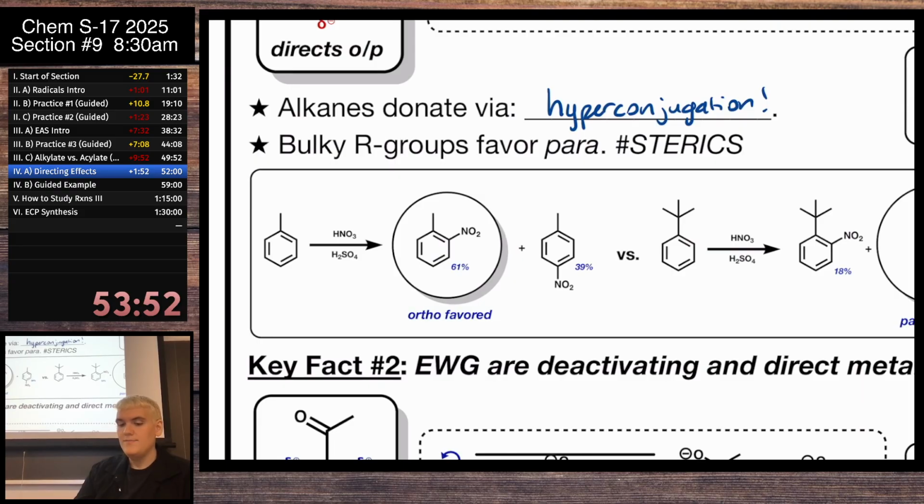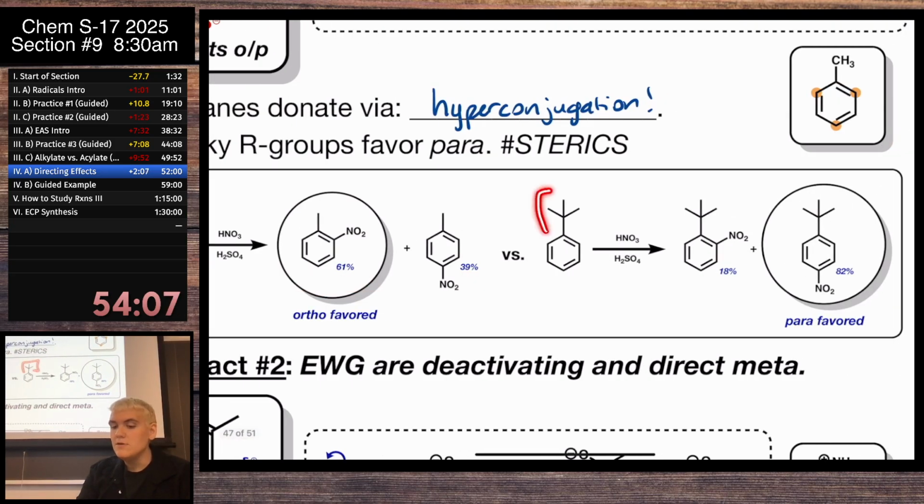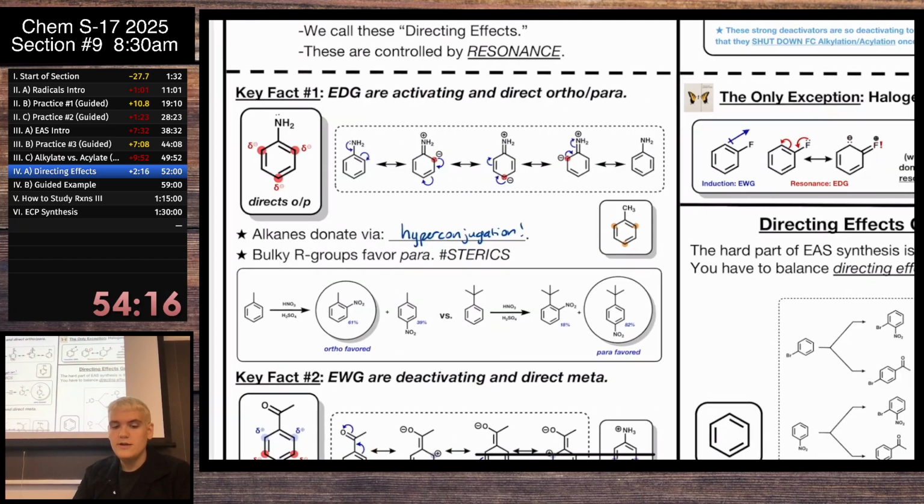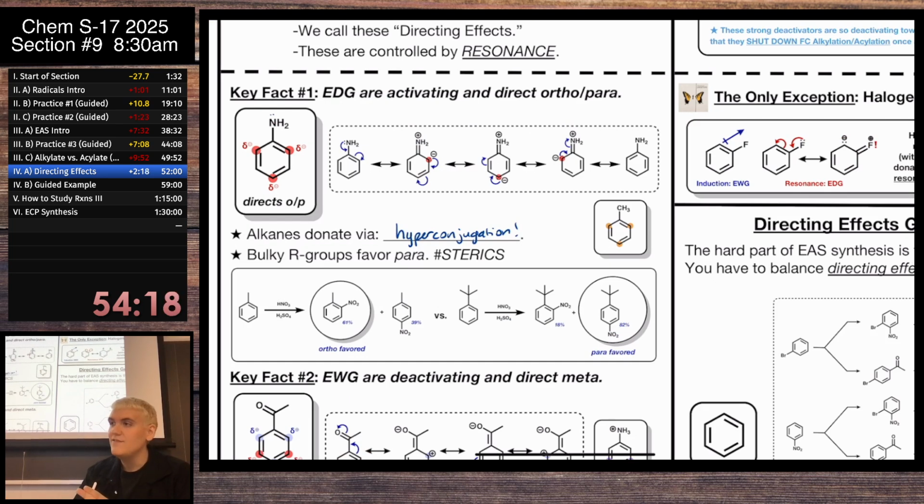Well, oftentimes, if we have a small R group, like just a methyl, ortho is going to be favored just because you have a 2-to-1 ratio. So like 60% to 40%, it's basically like a 2/3, 1/3 split. However, if we have a really bulky R group, that's going to direct primarily para in order to minimize sterics. So electron donating groups direct ortho-para and are activating.